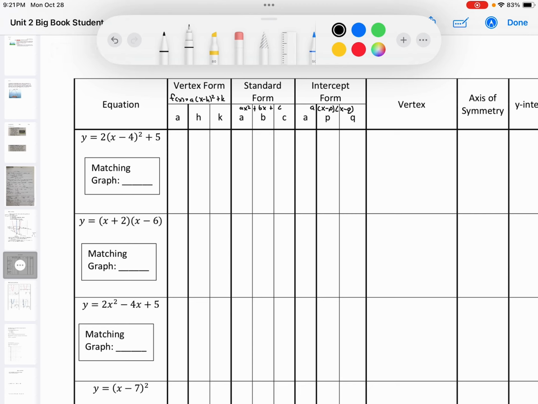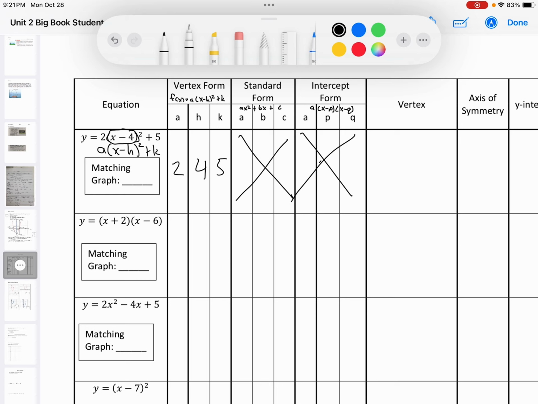And I'm looking at this first one. It looks to me like it's in vertex form because I would have my a here and then x minus h squared plus k. So that looks like vertex form to me. So that tells me I don't need to fill in the information for standard form or intercept form. A in this case is 2, h is 4 because whatever's on the inside of parentheses is the opposite. So if it's x minus 4, it's going to be a positive 4, k is going to be 5.